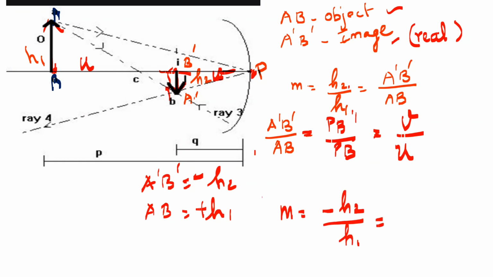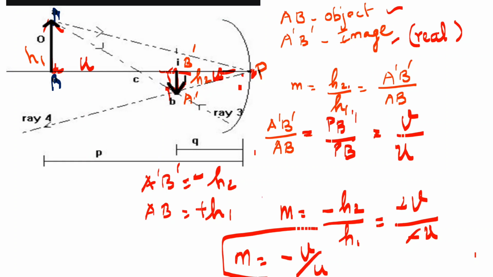Coming to the symbols of V and U, V is to the left of the principal axis, so that is negative, and U is also to the left, so that is also negative. So altogether, these two get cancelled, and you have m is equal to minus V by U. This is the expression for the magnification in case of spherical mirrors. So m is equal to minus V by U is an important expression.